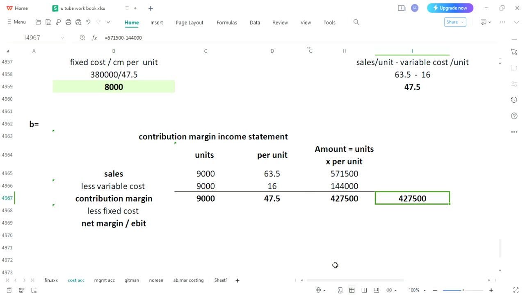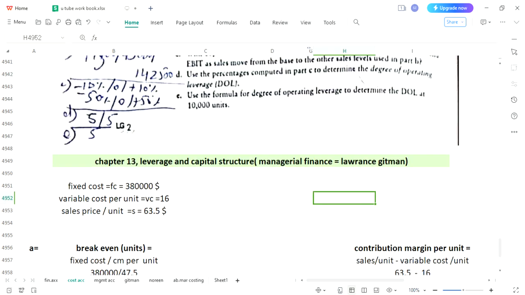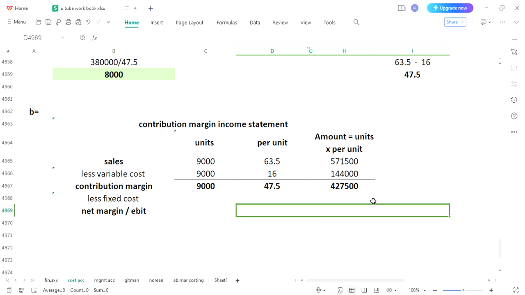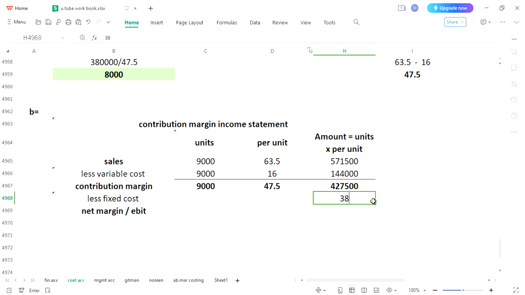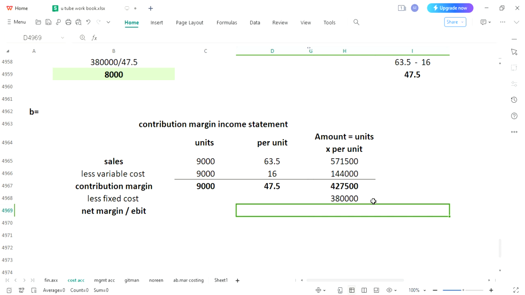Since this highlighted area, we have calculated contribution margin just to create the understanding. Now they are unnecessary to be written over here. You can erase it. It was just to show you the methodology. Now fixed cost is also present in your question. Fixed cost 3,80,000. You can put 3,80,000 over here. And now we can calculate our contribution margin.